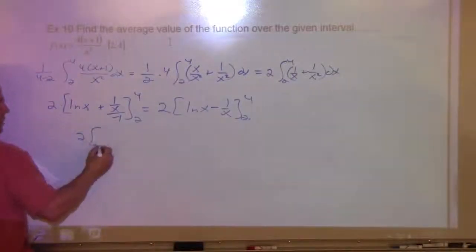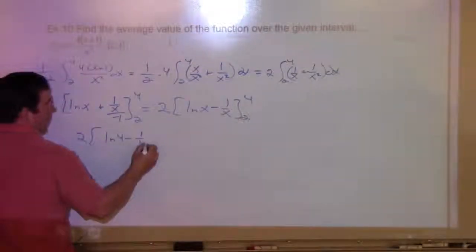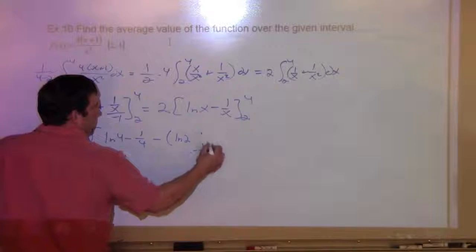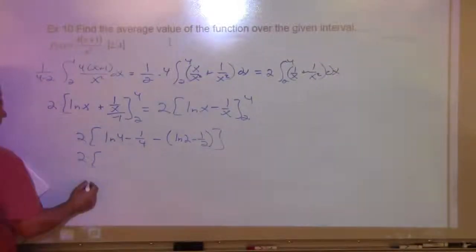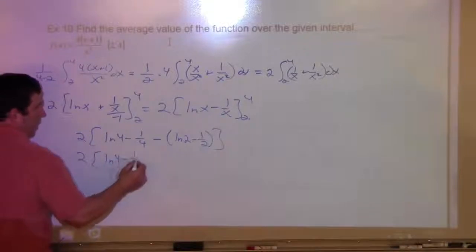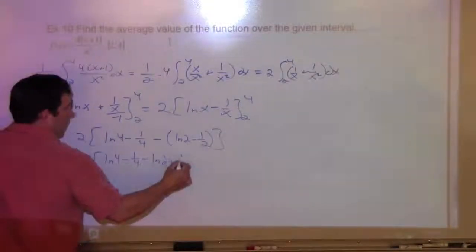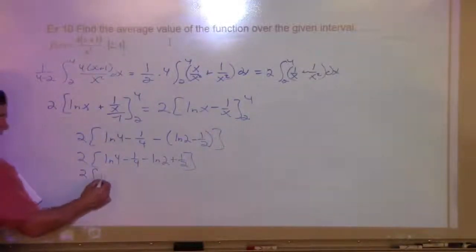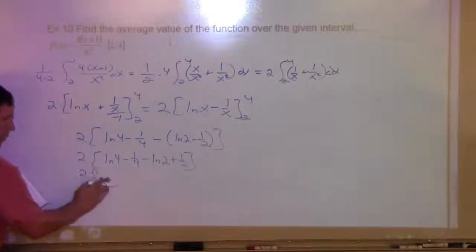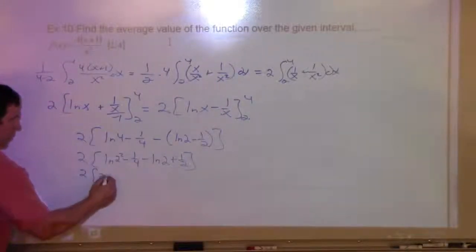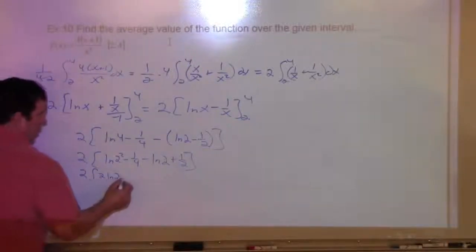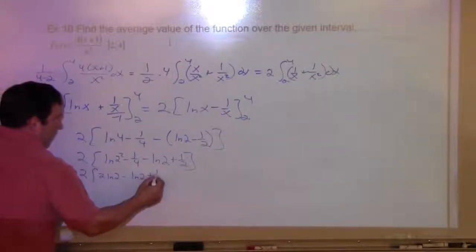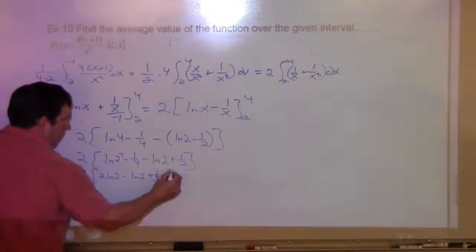So we have 2 times the natural log of 4 minus 1 over 4 minus natural log of 2 minus 1 over 2. That's natural log of 4 minus 1/4 minus natural log of 2 plus 1/2. Let me do this one more step. 2 times natural log of 4. Now natural log of 4, that's 2 squared. So that would be 2 natural log of 2 minus 1/4. I'm going to do minus natural log of 2 plus 1/2 minus 1/4.